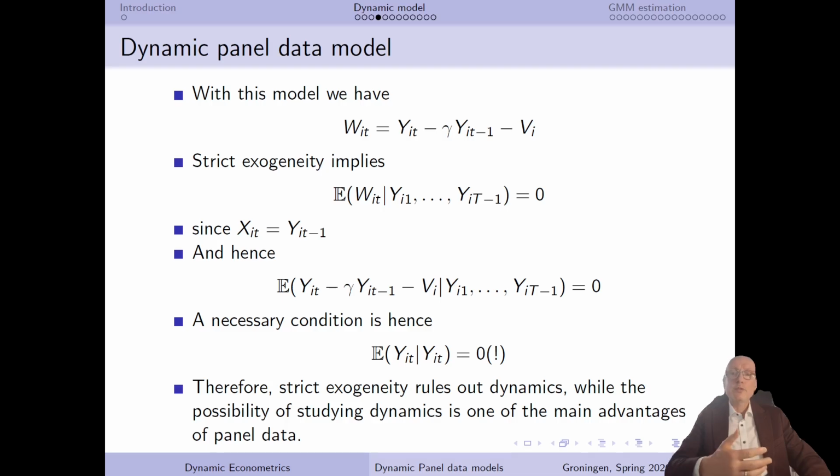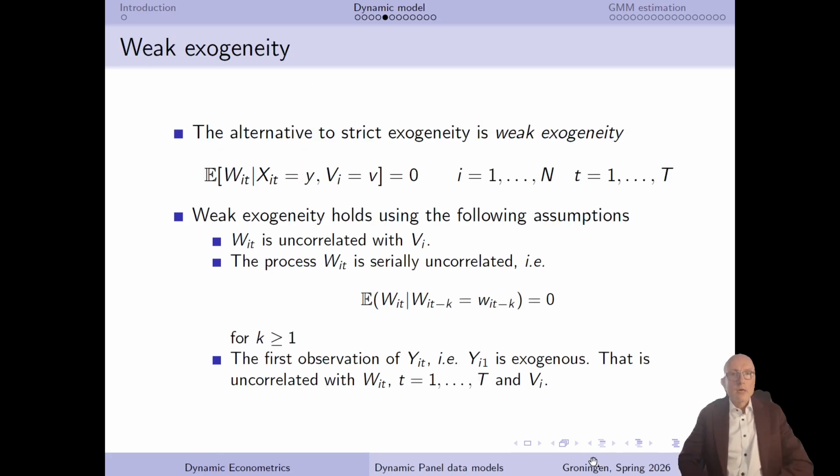But that's of course a drawback, because strict exogeneity rules out dynamics. We can never have a model like the one that we have over here, where we put y_it minus 1 at the right hand side, and still assume strict exogeneity. So strict exogeneity rules out dynamics, while the possibility of studying dynamics is one of the main advantages of panel data. We do of course know that there is an alternative to strict exogeneity called weak exogeneity.